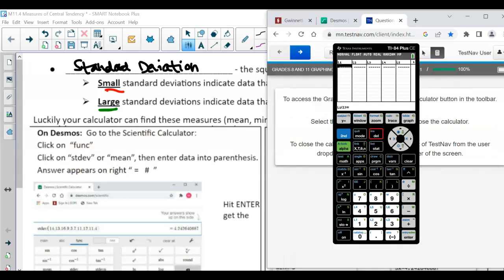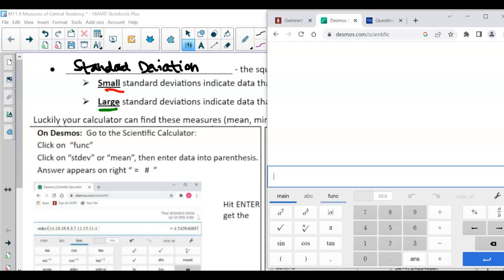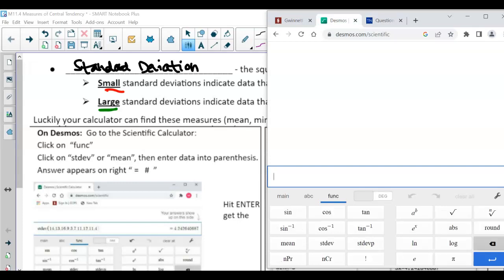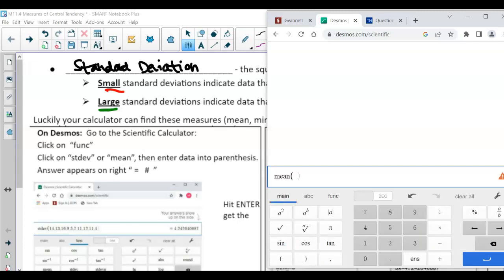So just to show you guys, you click on the function button, and here it is right here, mean and standard deviation. So like you would click on mean, and then you would put in the numbers. That's it. So like I'll just put in like 7, and you have to separate them too. So 7, comma, 8, 9, 10, 11, 12. Why not? And then close the parentheses. And then there it is. So here, the mean or the average is 9.5.